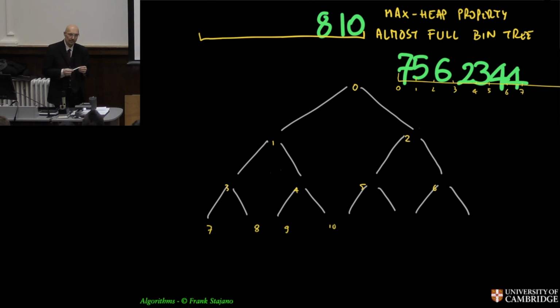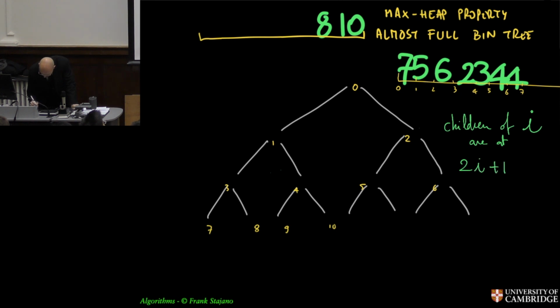But if I wanted to do it algebraically, what would I do? I would say that the children of something in position i are at 2i plus 1 and 2i plus 2. So the children of position 2 are in position 4 plus 1 and 4 plus 2. The children of position 4 are in position 8 plus 1 and 8 plus 2. And you can reverse this equation to get the parent of any given child. So in constant cost, you can figure out where your children are, where your parent is.